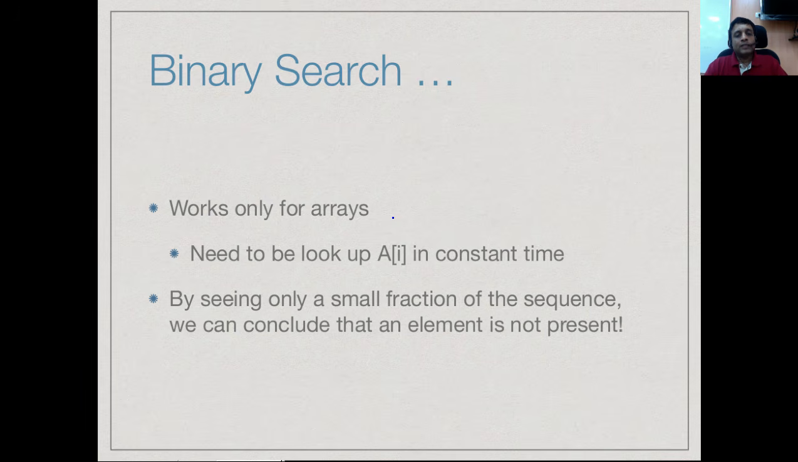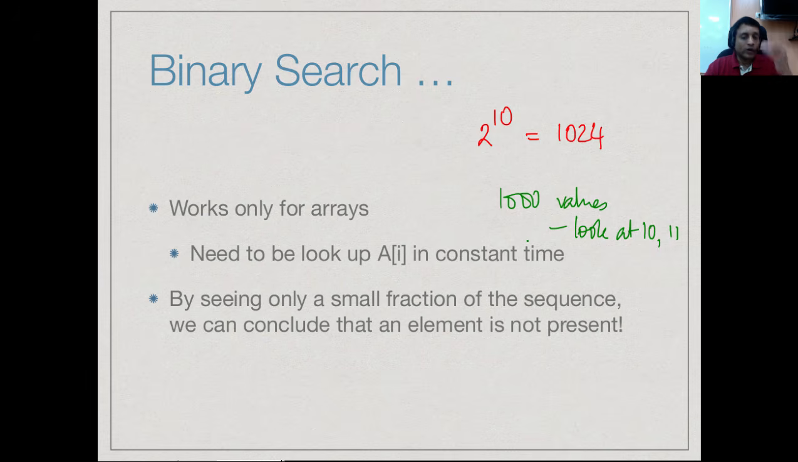But really the remarkable thing about binary search is that by only looking at a very small fraction of the sequence, we can conclude that an element is not present. So we know, for instance, that 2 to the 10 is 1024. So if I give you 1,000 values, okay, we can look at 10 or maybe 11 and say that something is not there. So the overwhelming number of values we don't even have to look at in order to decide whether a value is there or not, and this makes binary search a truly remarkable procedure if you think about it carefully.